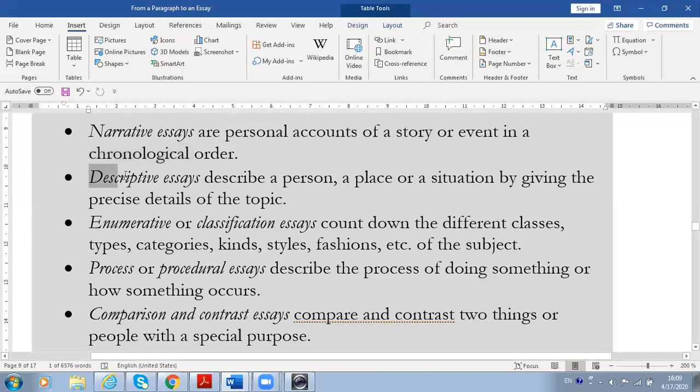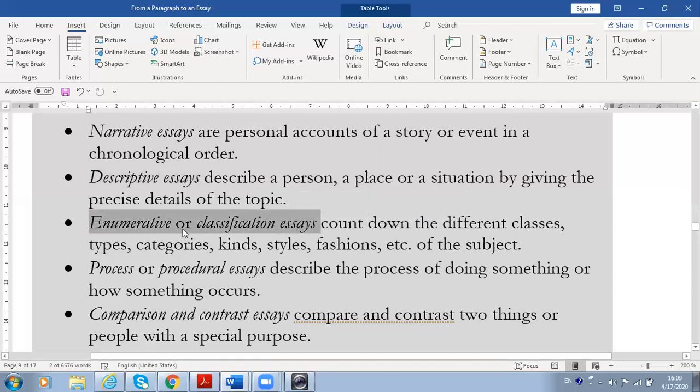So the next one is descriptive essays. Descriptive essays describe a person or a place or a situation by giving the precise details of the topic. Okay, so that's descriptive. When you describe, for example, a monument, or a place, a landscape, or someone, that is called a descriptive essay. Clear?